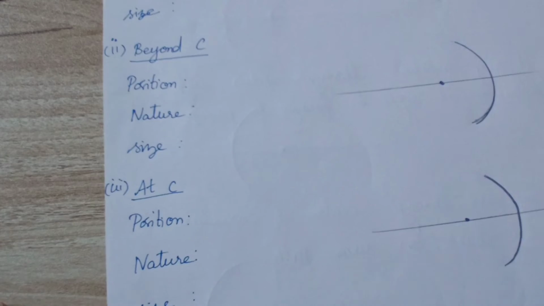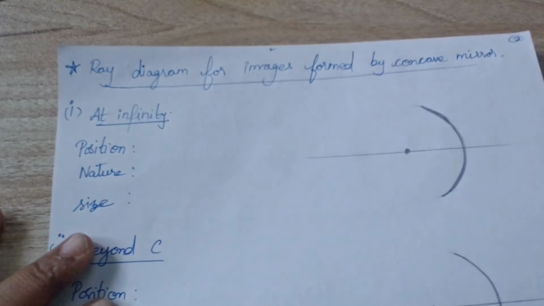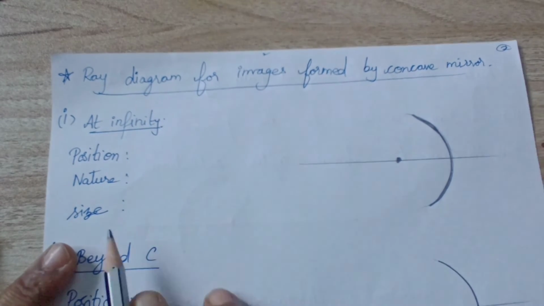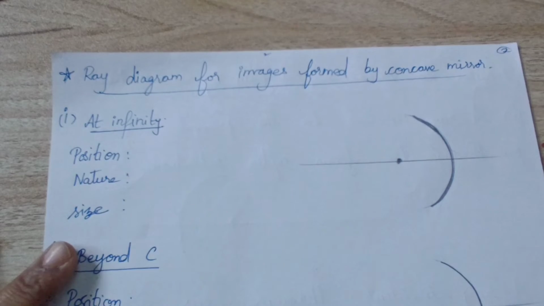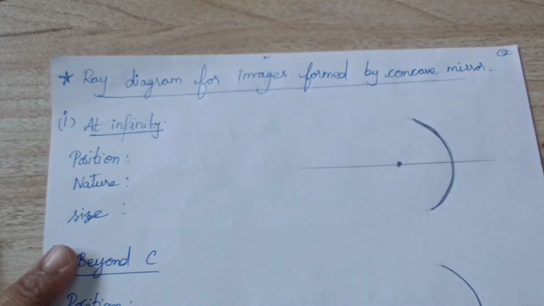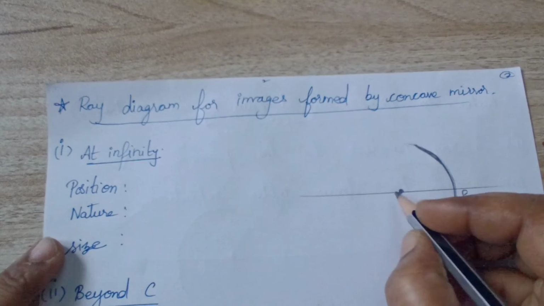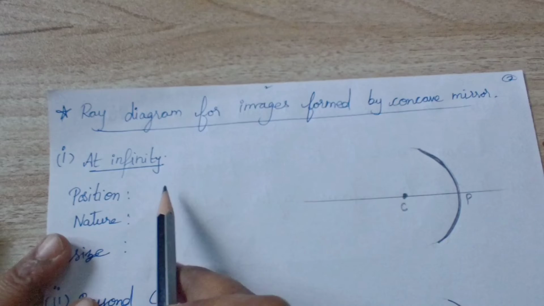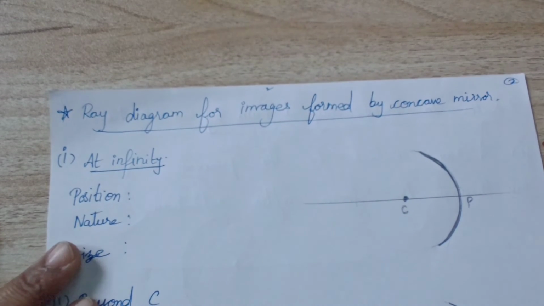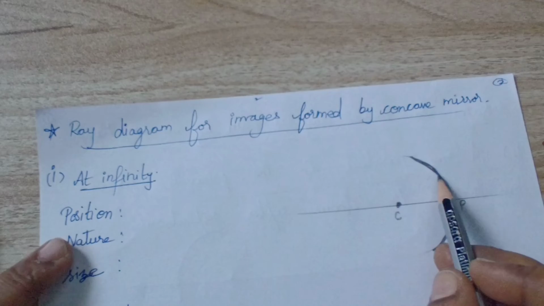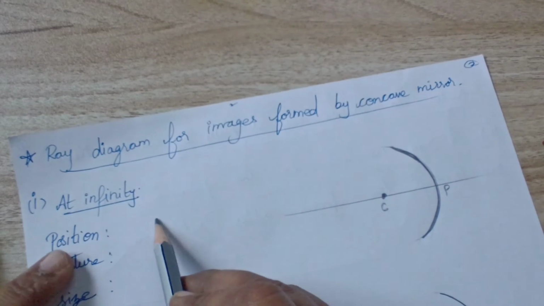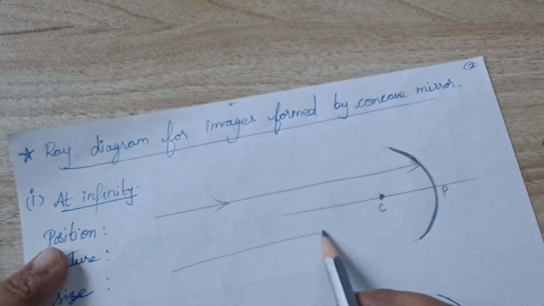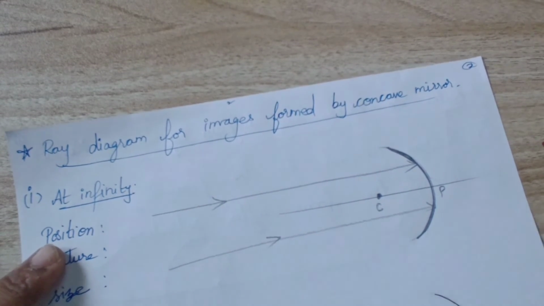So first we will take the position of the object at infinity. How the nature of the image will be and how the size of the image will be, everything we are going to draw now. So this is your pole, this is your center of curvature. When the object is at infinity, somewhere, you will get only rays of light parallel to the principal axis. This is parallel to the principal axis.